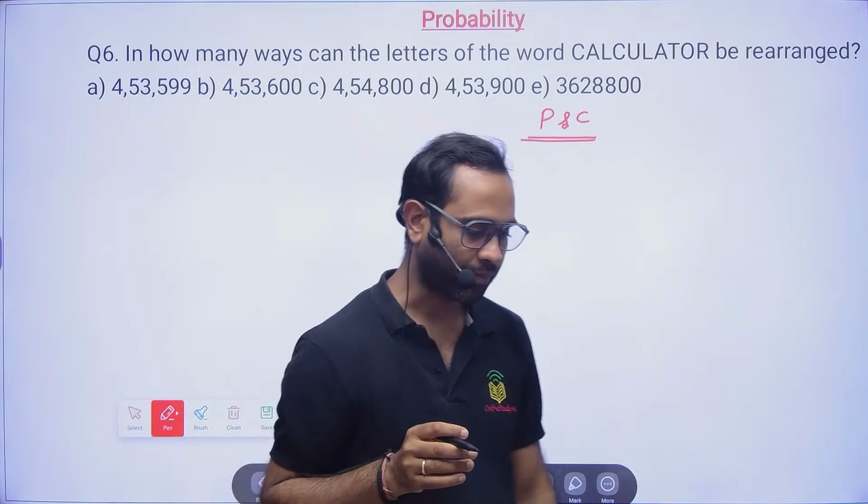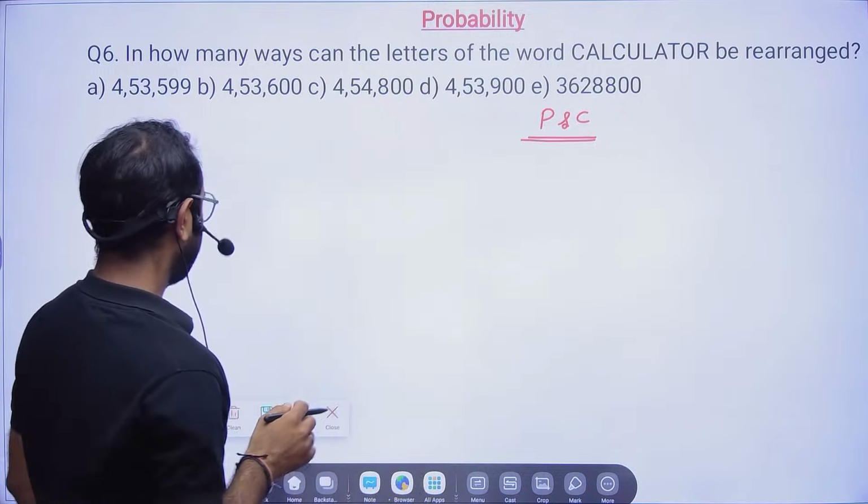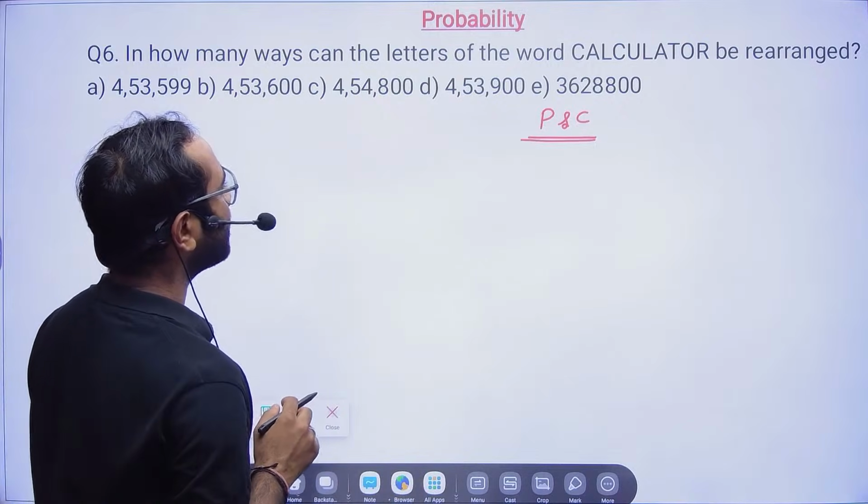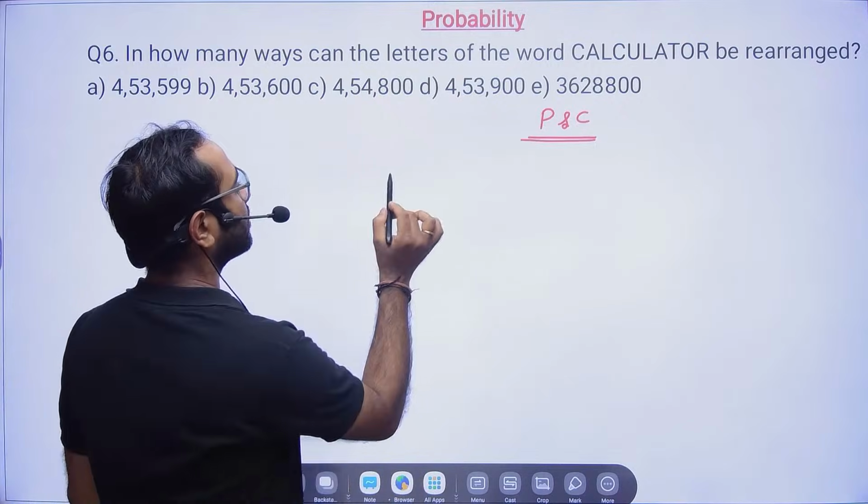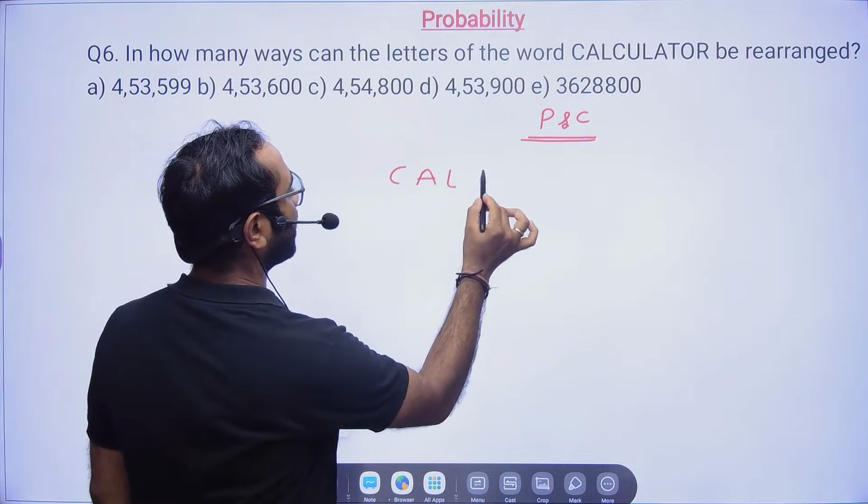Clear? Okay. So in how many ways can the letters of the word calculator be arranged? So friends, if you see calculator, right?